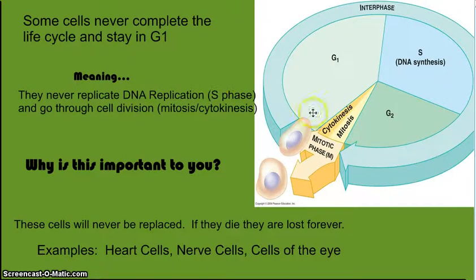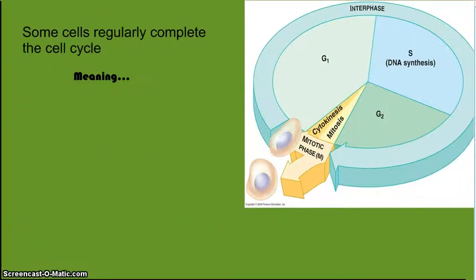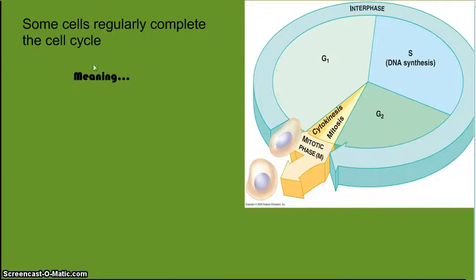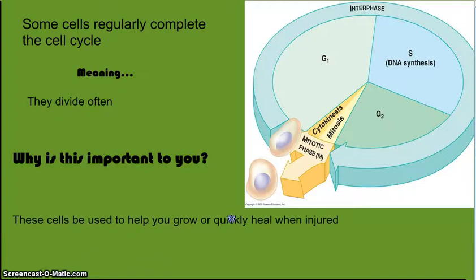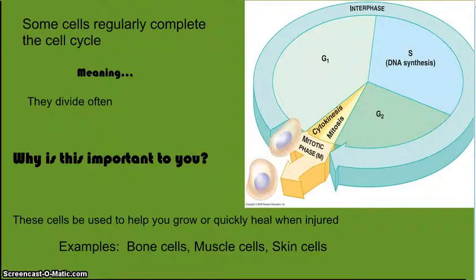So some cells never leave G1 and complete the cell cycle again. On the other hand, some cells regularly complete the cell cycle. So what does that mean? Well, that means they divide often. Okay? Why is that important to you? Well, these are cells that your body uses to grow or when you're injured to heal injury. So what are some examples of those? Bone cells. They grow pretty quickly.